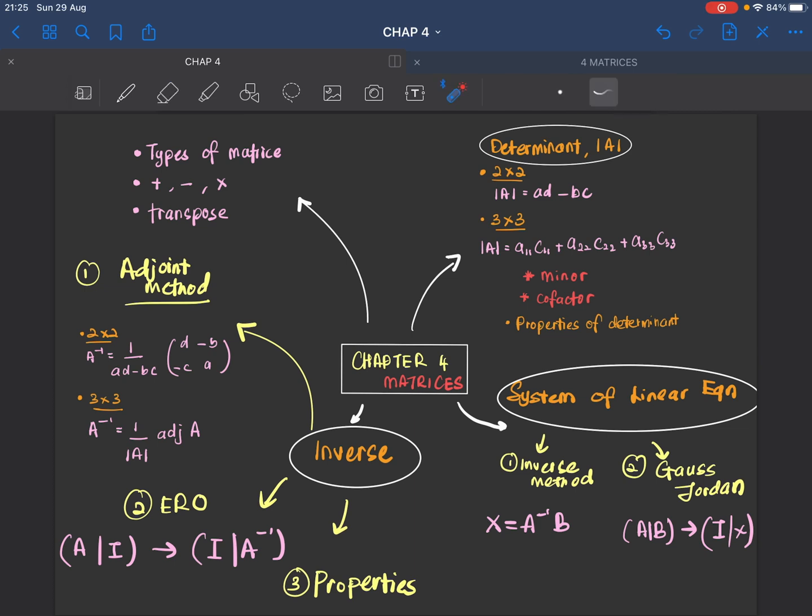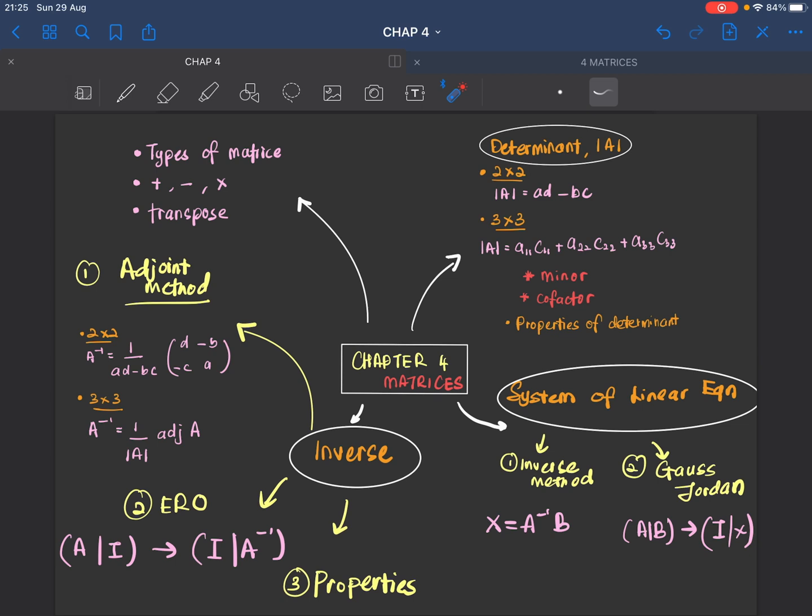So we have like 4 subtopics, which is ini ialah basic matrices. Okay, basic matrices, which is ini kita akan belajar hari ni: type of matrices, plus, minus and multiplication. Okay, kenapa saya tak letak bahagi kat situ? Okay, nanti kita akan cakap. And then kamu akan belajar tentang transpose.